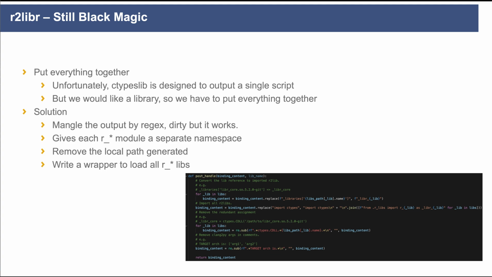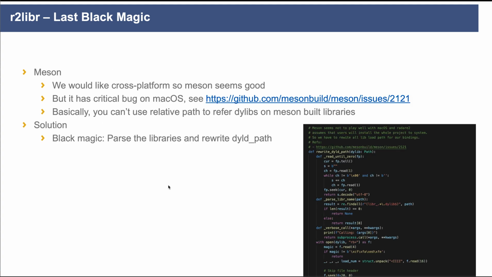So my solution is to mangle the output by regular expression. Yeah, it's dirty. I know it's dirty indeed, but it works. Basically, this is the only way I could think of that could solve the problem, and it gives each R2 module a separate namespace, and I remove the local path generated. For example, my local path is generated, and I make it relative, and I write a wrapper to use the relative path to load all R2 libs.